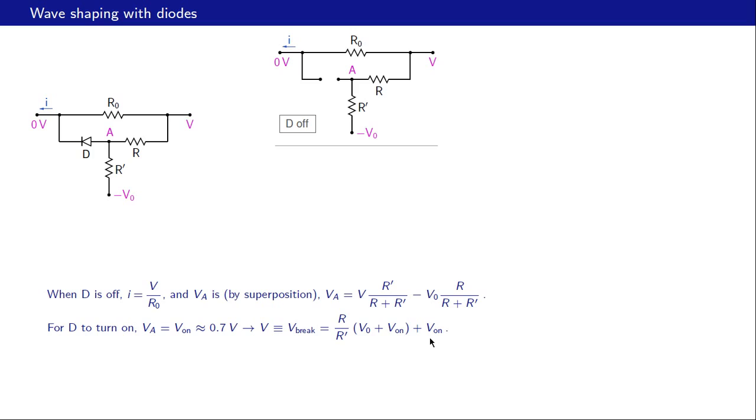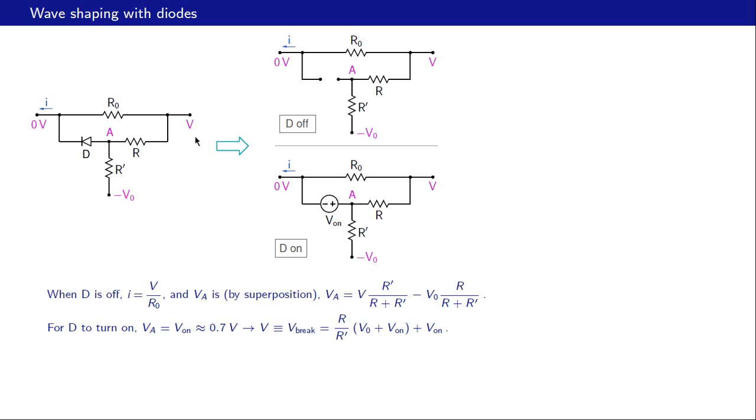So when this voltage here is equal to V break, the diode starts conducting. And then we have this equivalent circuit. So the diode is now replaced with this battery here, let's say 0.7 volts.